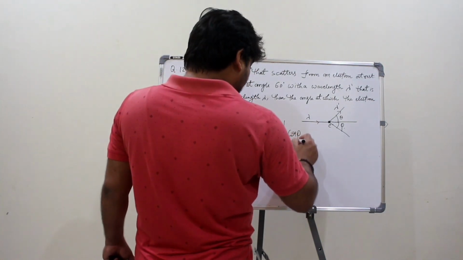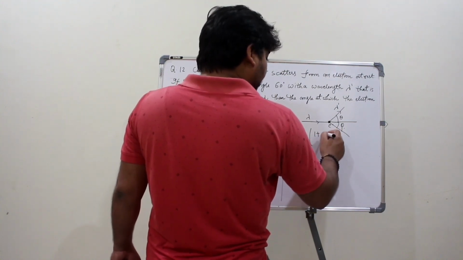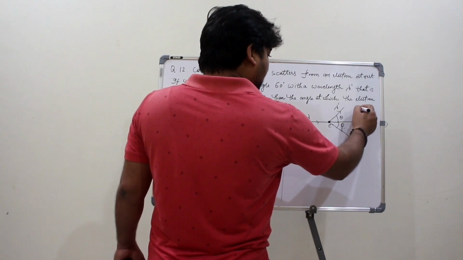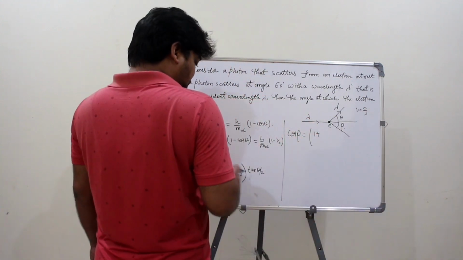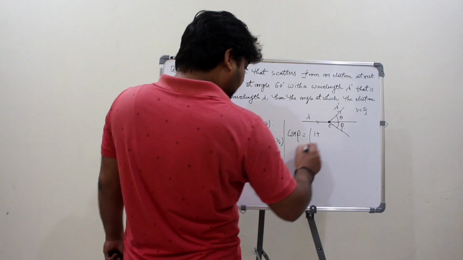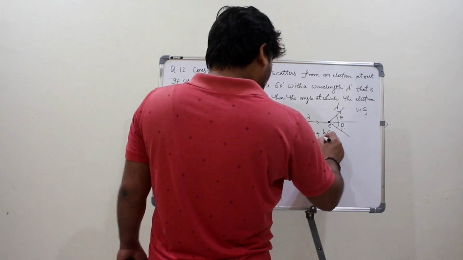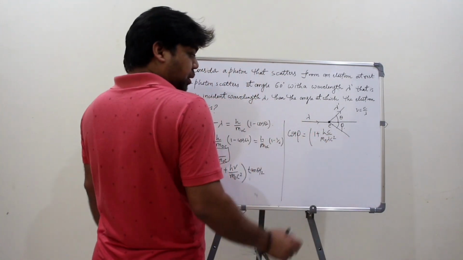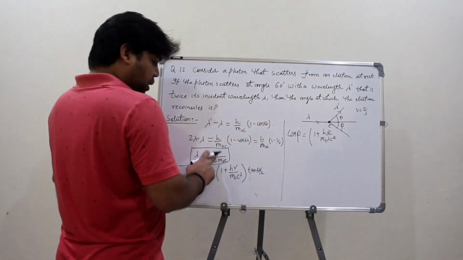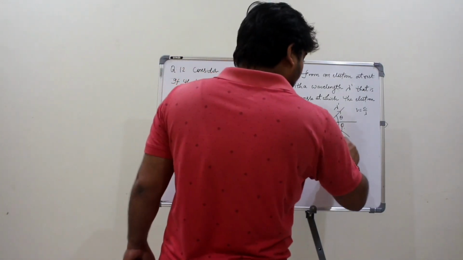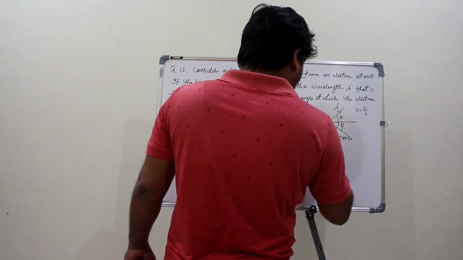So cos phi says that 1 plus h nu. Now what is nu? Nu is nothing but c by lambda, right? So put in place of nu, c by lambda. So 1 plus h into c by lambda into m naught into c square. So just cancel c, and then what is lambda? Lambda is given as h divided by 2 m naught c, right? Tan 30 degrees.